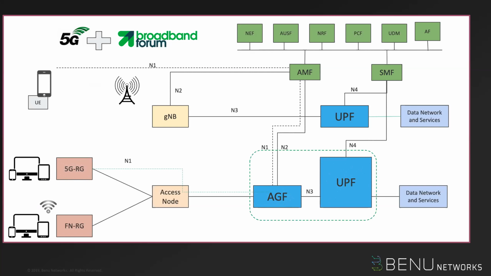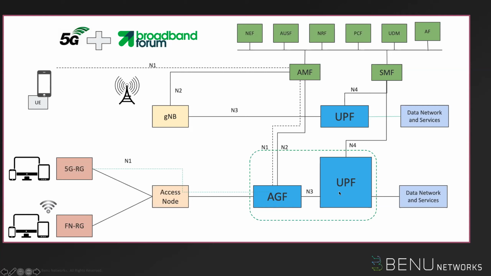Instead of the BNG, the AGF looks like a gNodeB for the 5G core, and that provides authorization functions for both FN-RGs, like the fixed line network RGs, the existing RGs, and the newer 5G RGs. So there are no changes required on the FN-RG side because they're still doing their PPPoE or IPoE connection back into the AGF, which used to be a BNG.